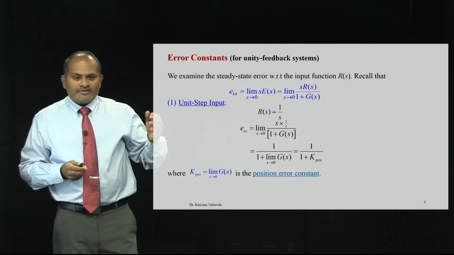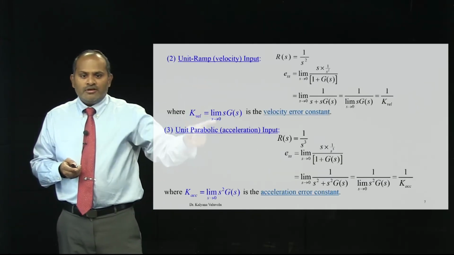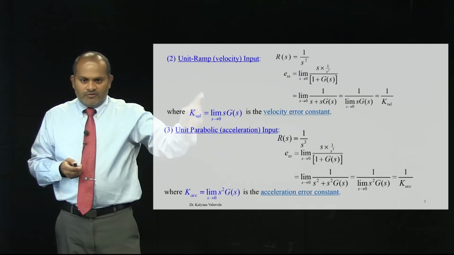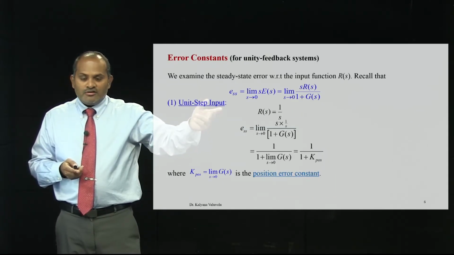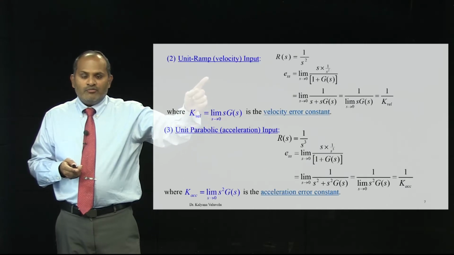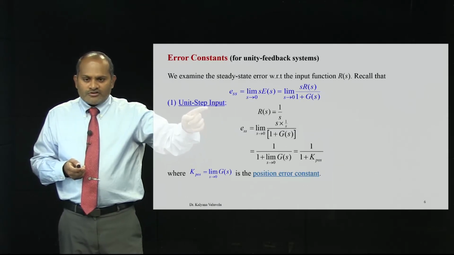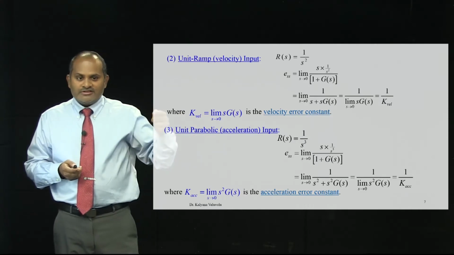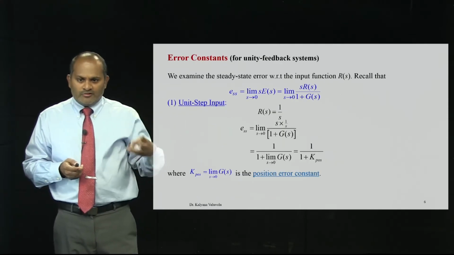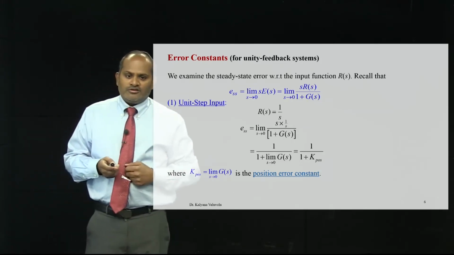First, we are going to study for unit step input, next we study for unit ramp, next we study for parabolic. So, one is position, unit ramp is velocity input, and the third one is acceleration. You see, first order, second order, third order. So, this is the order of the error constant. We only have 3 here: step, position, velocity and error constant.